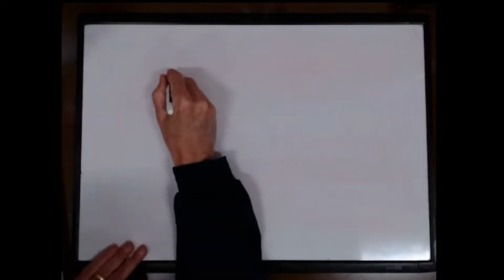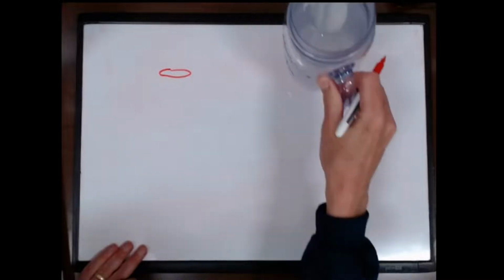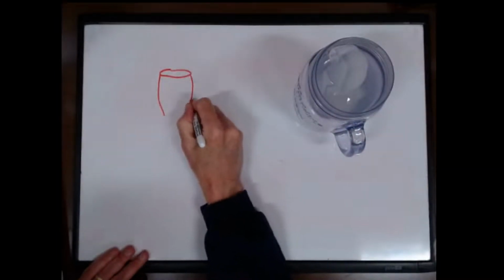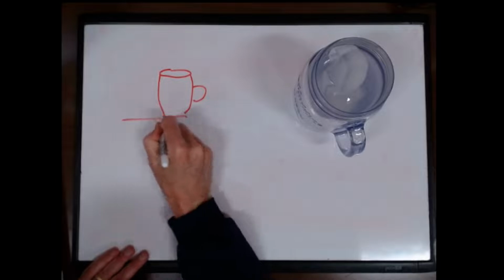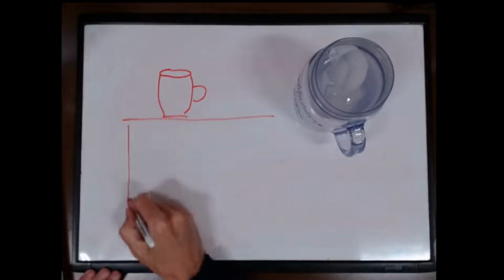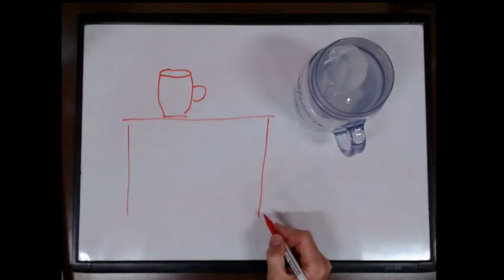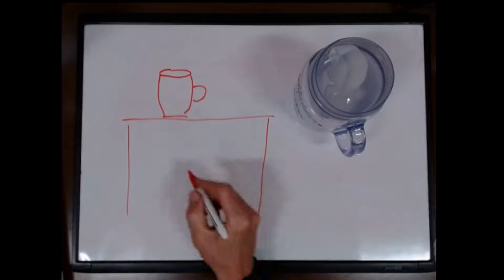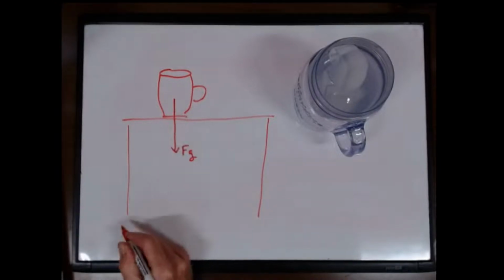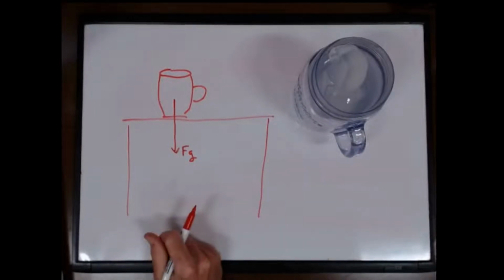So I have a cup here. Here's my cup, right? And let's say it's sitting on the table. Here's a table here. And so we can start asking, well, what are the forces acting on the cup? Well, if it's anything that's on the surface of the earth, it's being acted on by the force of gravity, right? We can see that the cup is not moving.